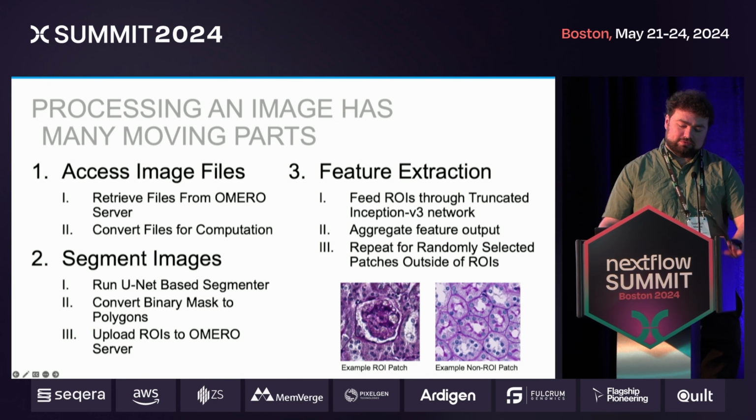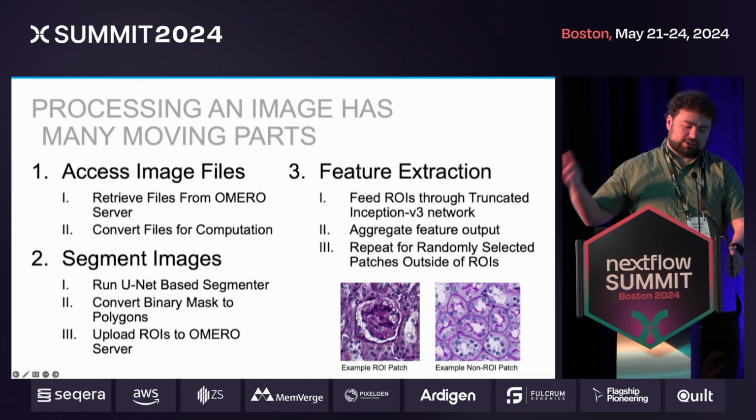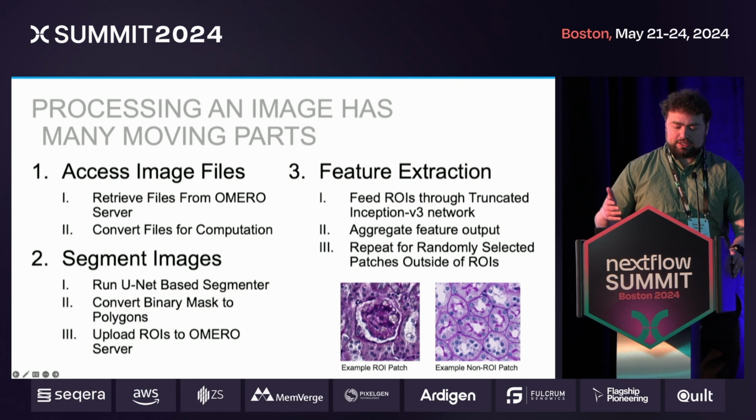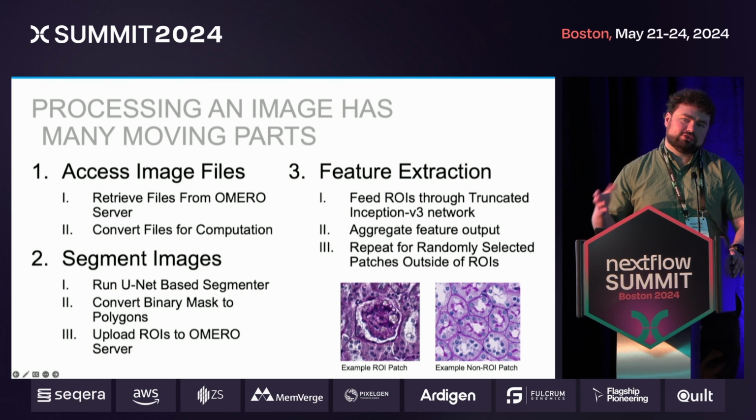So the steps that we work with are: we first need to grab the images off of our image server where they're stored. We then convert them to ZARs because microscopy format images are not great to compute on. Then for this project, we segment out ROIs. In this case, it's the glomerulus, which, if any of you know about kidney biology, is the filtration unit. So it's what takes the stuff you don't want in your blood out.